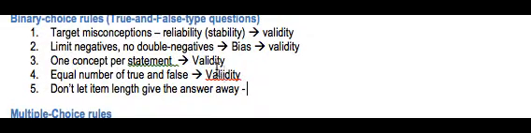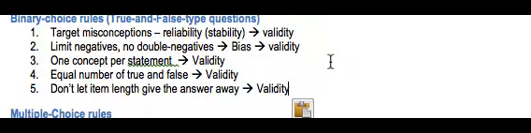Same thing goes for don't let the item length give the answer away. And again, this is just if there is a pattern and it gives a clue. My true and false statements will, of course, be different lengths. But if I notice that all the short ones are true and all the really long ones are false, well, that's going to start giving it away, and I'm going to be able to guess a little bit better than I would just by chance. And so I'm adding extra clues in there. It's messing up what I'm trying to measure. It's a validity issue. So that's it for the binary choice rules. Next up is multiple choice.